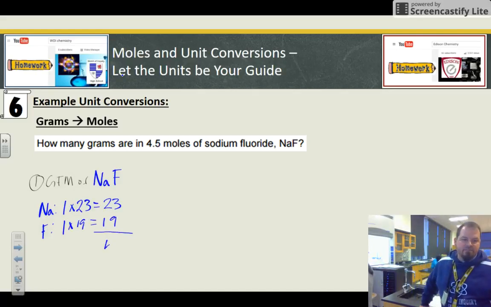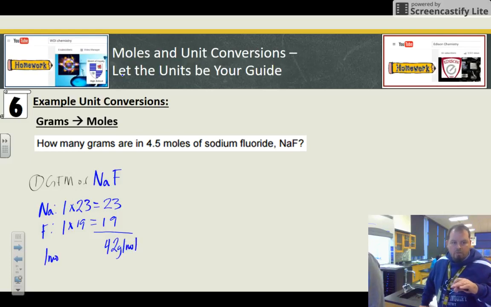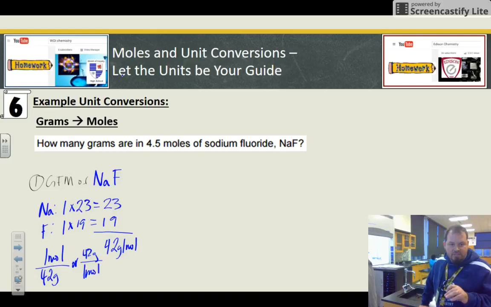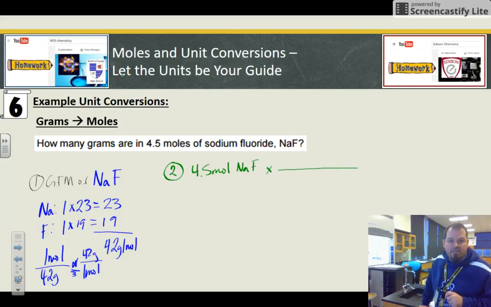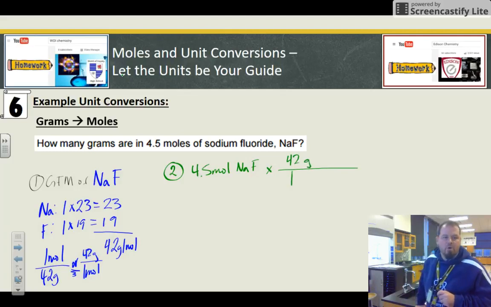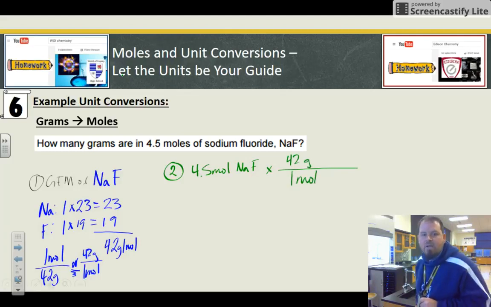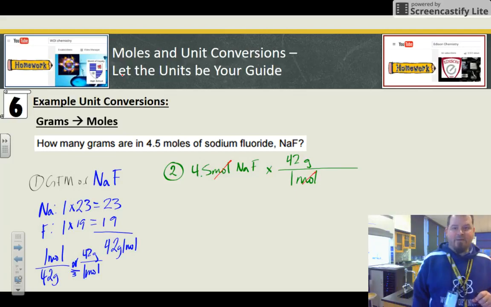23 and 19, I can see 42 grams per mole. So that's 1 mole over 42 grams, or 42 grams over 1 mole. Both of those are equivalent statements, and we need to figure out which way to do it. Let's start with the 4.5 moles, because that's what the problem gives me. And I need to pick the conversion factor with moles in the denominator, so moles cancels and leaves me with grams. So in this case, it's the 42 grams over 1 mole. And now we got to do 42 times 4.5.